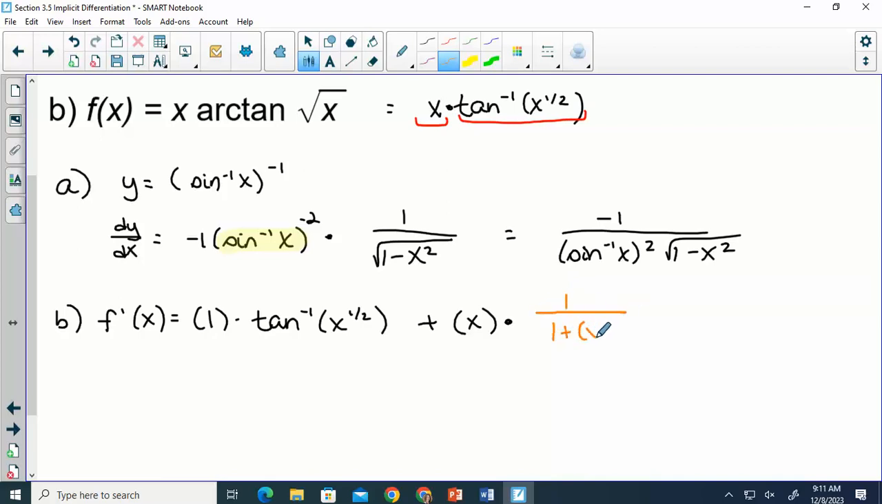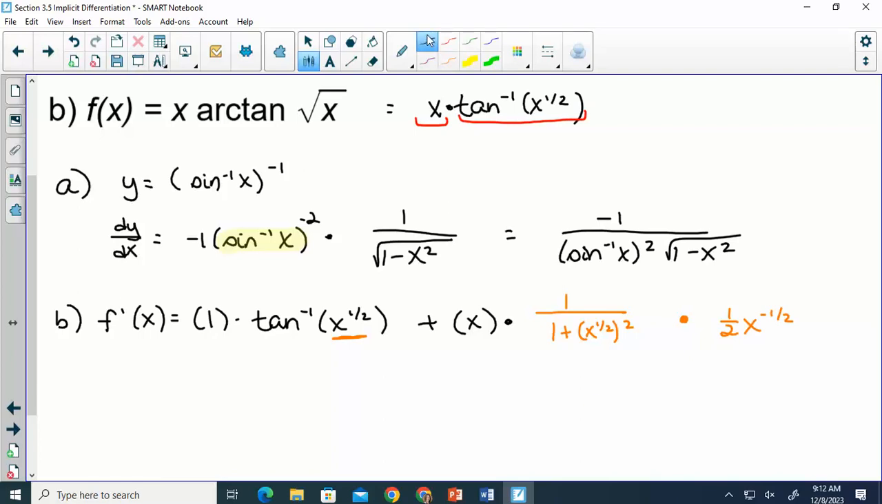My angle here is x to the 1/2, squared. But what else do we have to multiply by? Derivative of the inside for the chain rule. So the derivative of the x to the 1/2 would be 1/2 x to the negative 1/2. Alright, I know that got kind of ugly.